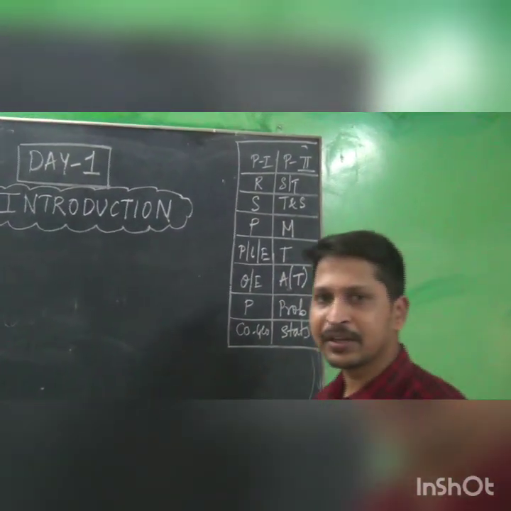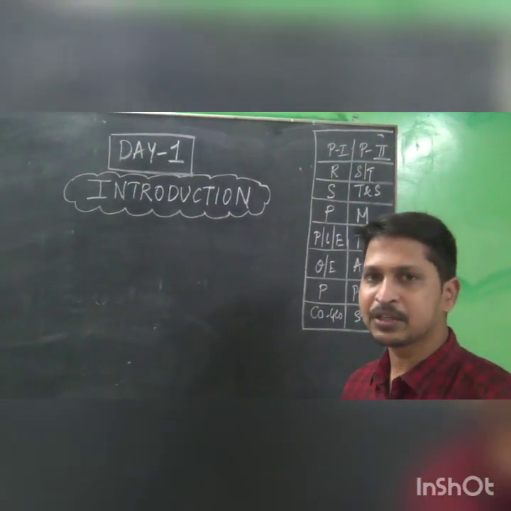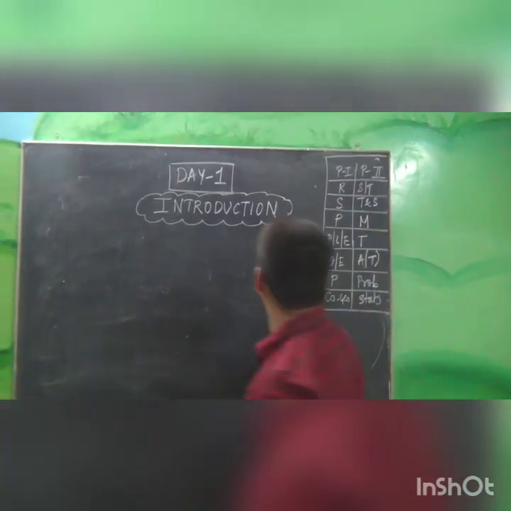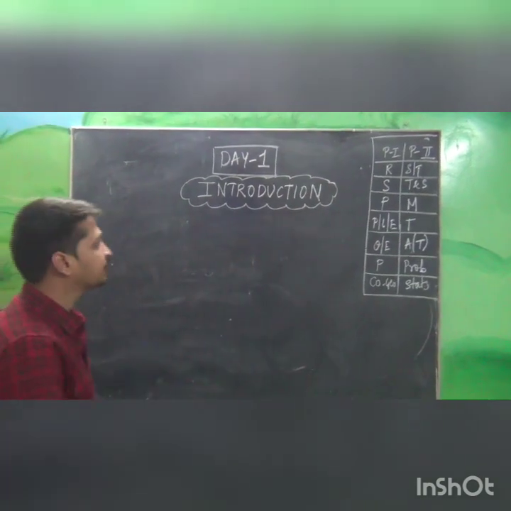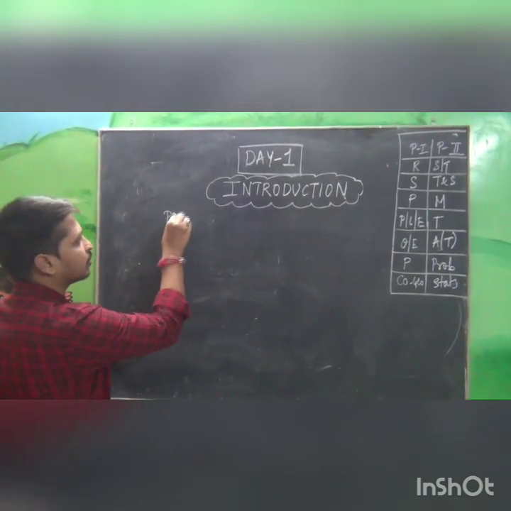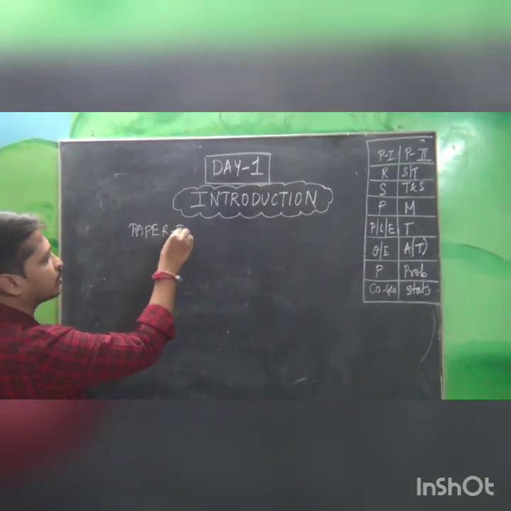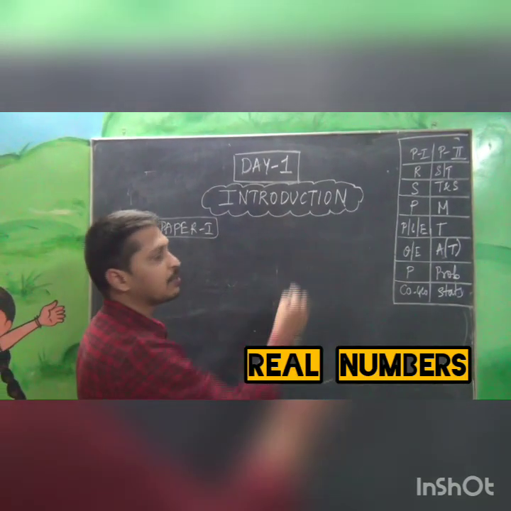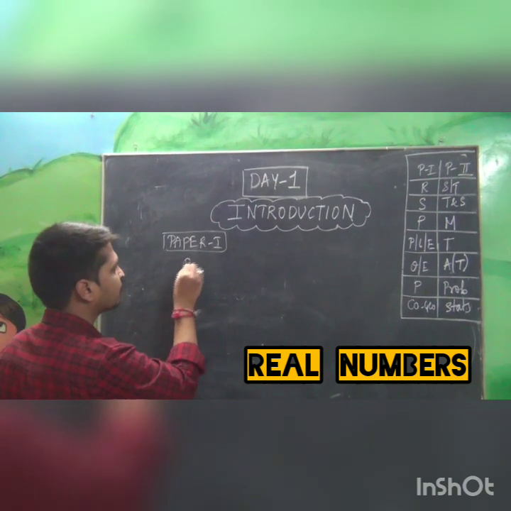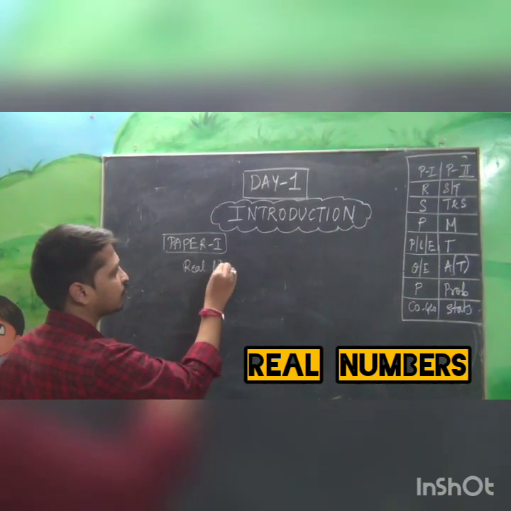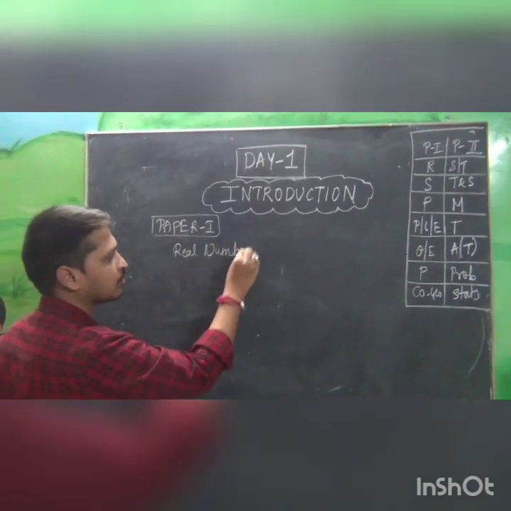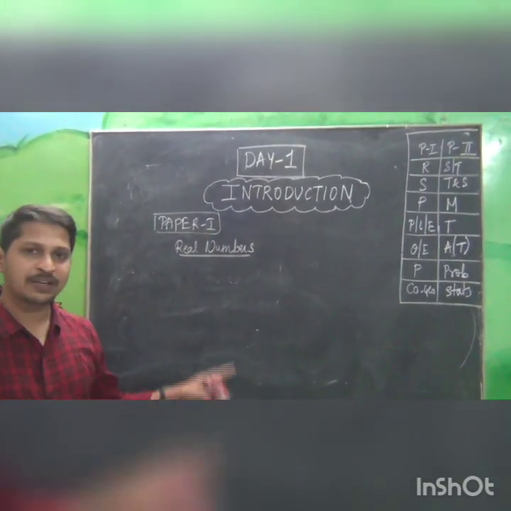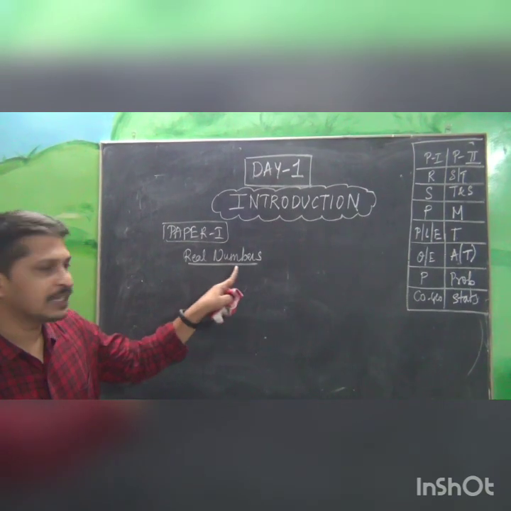Now coming to the introduction part, I'll give a small overview chapter by chapter. Here I'll go with paper 1. Coming to paper 1, first we have real numbers. Basically, if you observe, the chapter name is real numbers.